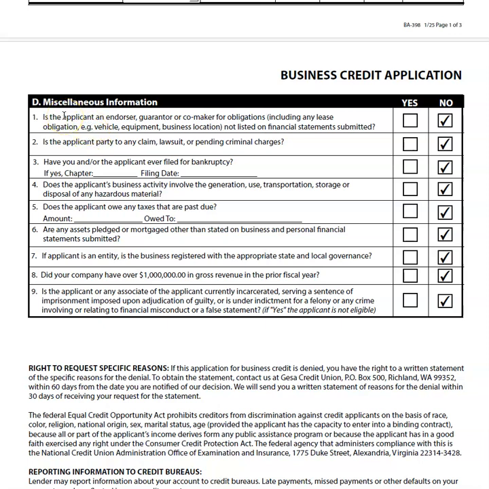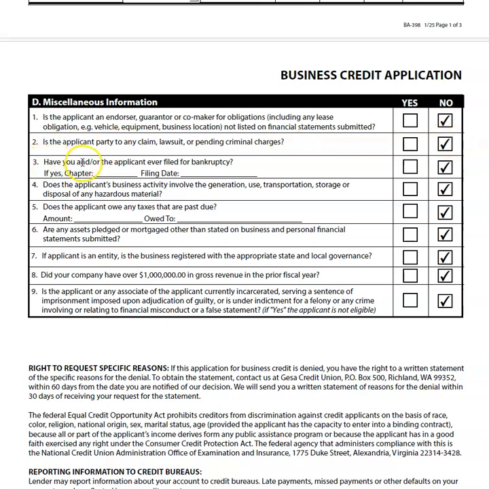Is the applicant an endorser, guarantor, co-maker, or obligor, including any lease obligations not listed on the financial statements? Well, what we're asking for here is, did you guarantee your son's college loan, but it's not listed on your application or your personal financial statement? That is where you would say yes or no. Is the party applicant to any claim, lawsuit, or pending criminal charges? Yes or no? Again, a very important question.